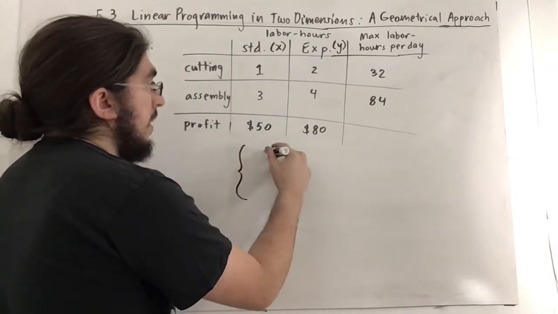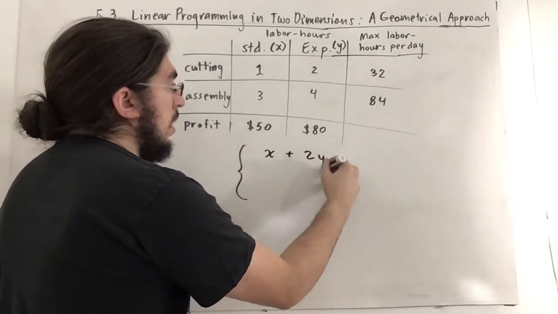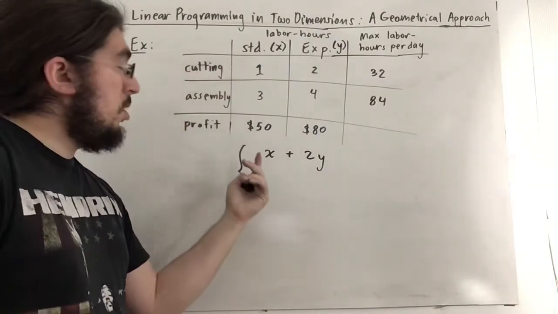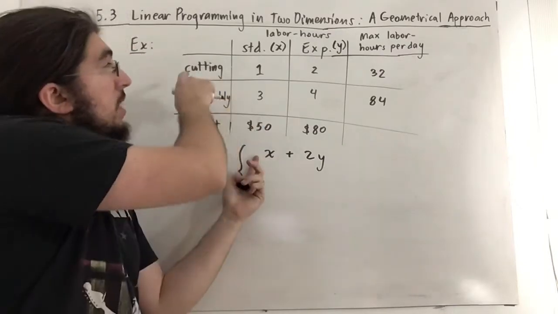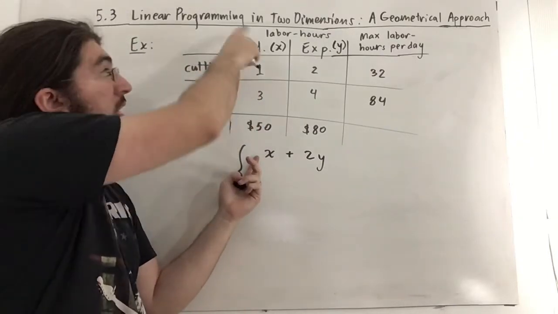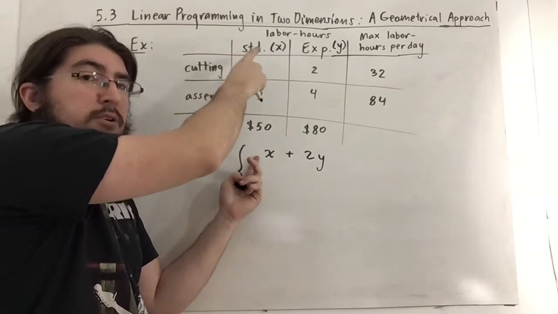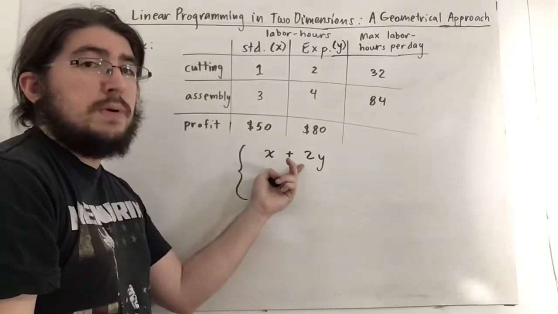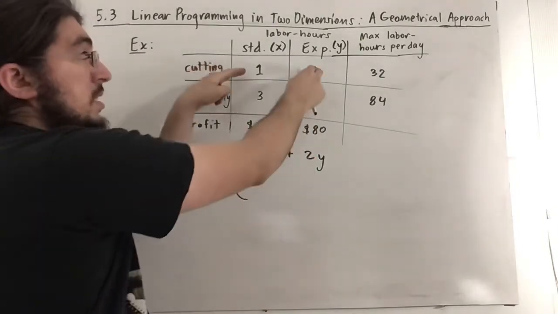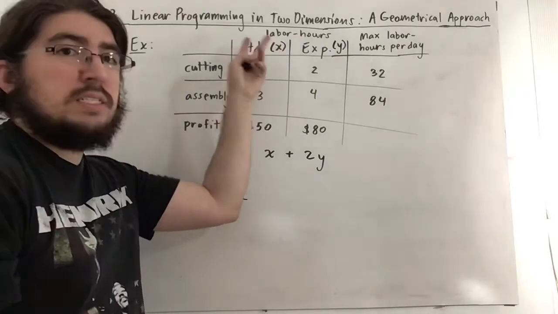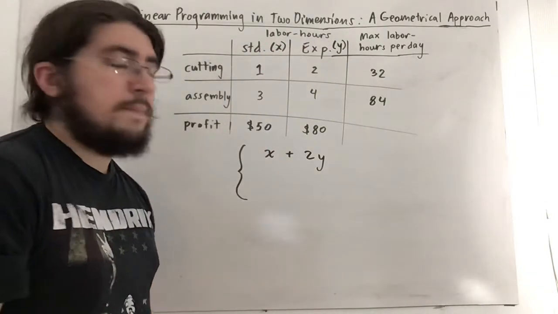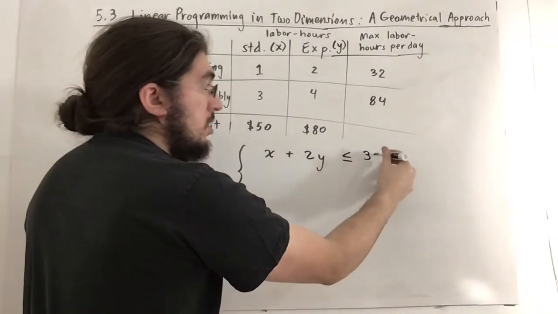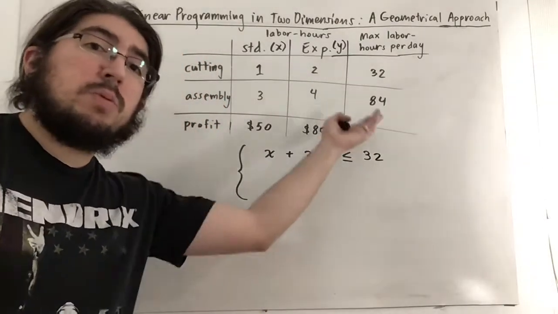So let me just say we have x plus 2y. X plus 2y represents the cutting hours. So what I'm doing is I'm multiplying every hour it takes, every 1 hour it takes for each standard model to cut, plus the same thing, cutting hours for expedition models. So I'm basically just multiplying these numbers by x and y. So notice I'm calling the standard models x and the expedition models y. And for cutting, we want this total result to be less than or equal to 32, because that's the maximum of labor hours we have available to us.